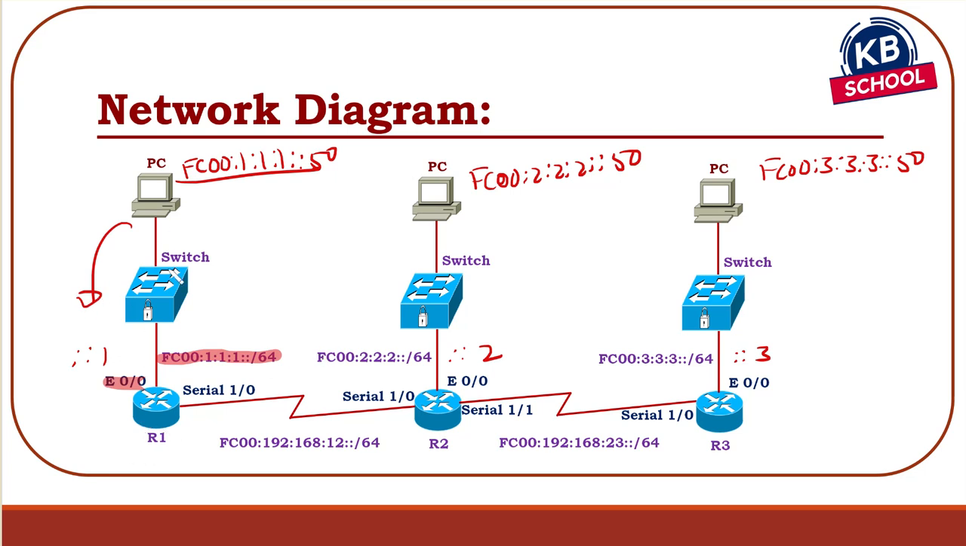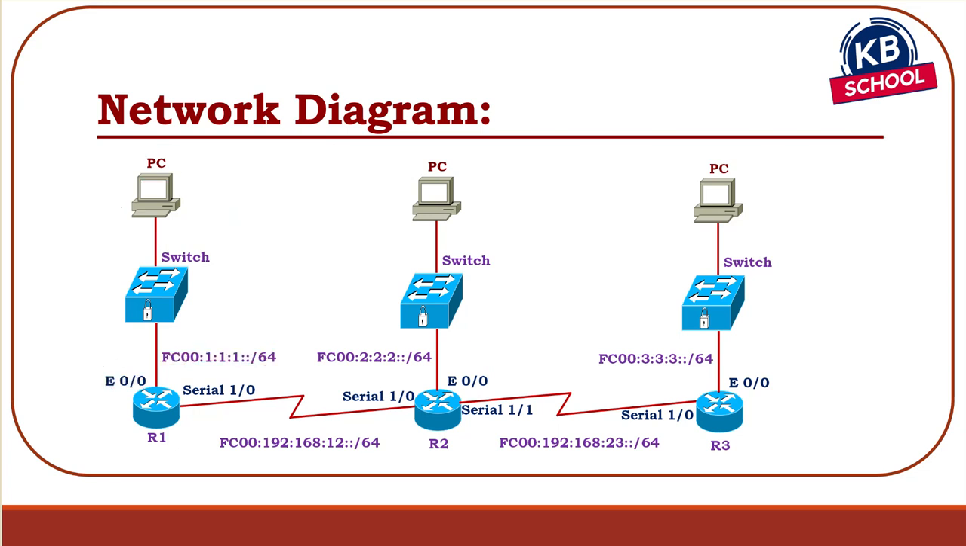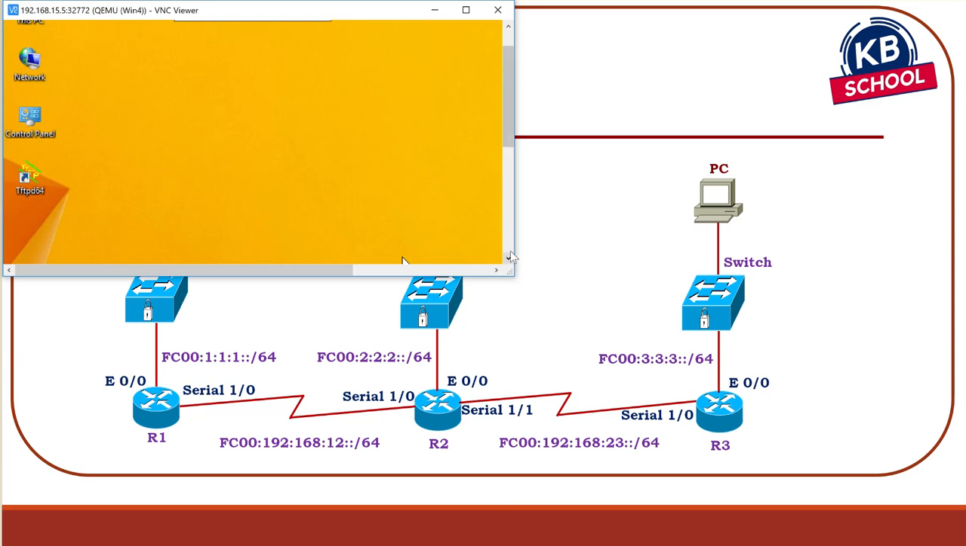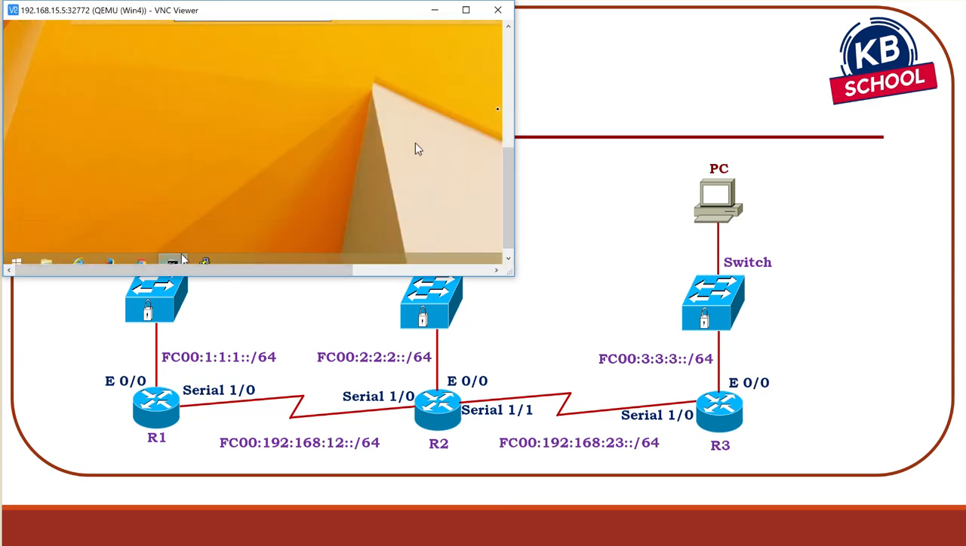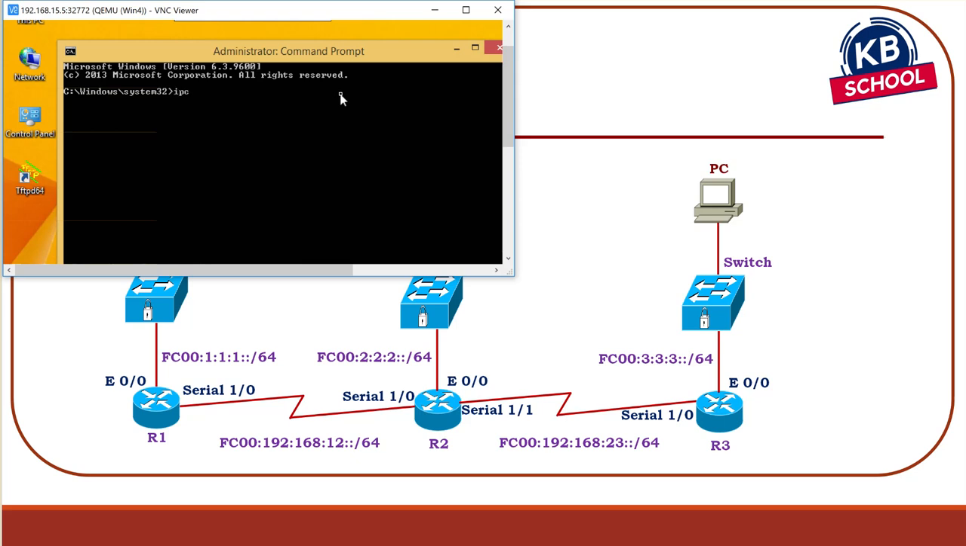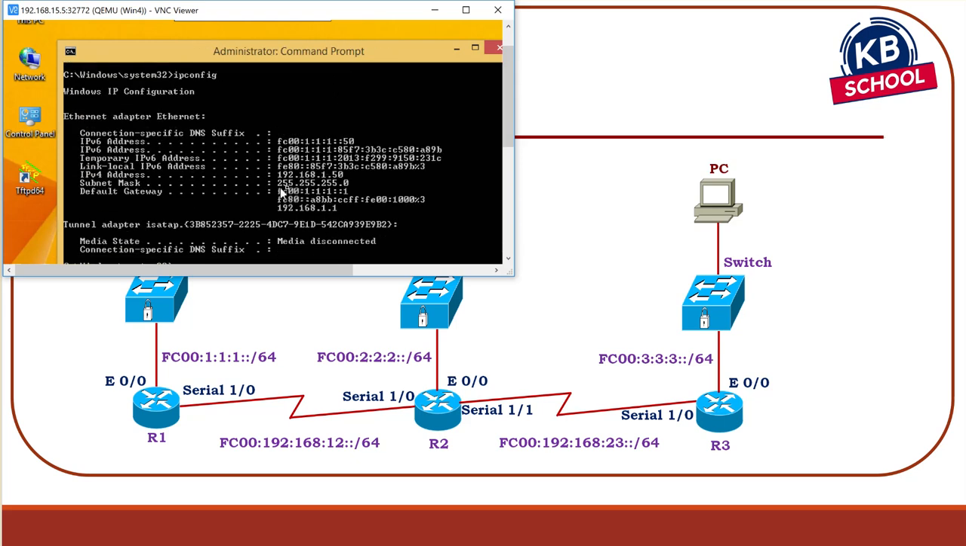So to test it, let's see if I can ping from this guy to the 3 network and the 2 network. To make it simple, I'll just ping the router interfaces. Let's go over there and open my command prompt up. I've configured the IPs on it already. I can show you how to check that. When you do ipconfig, it'll tell me what I have configured. Take a look at it. It shows me that my IPv6 default gateway is 1:1:1, and my actual IPv6 address is FC00:1:1:1::50.